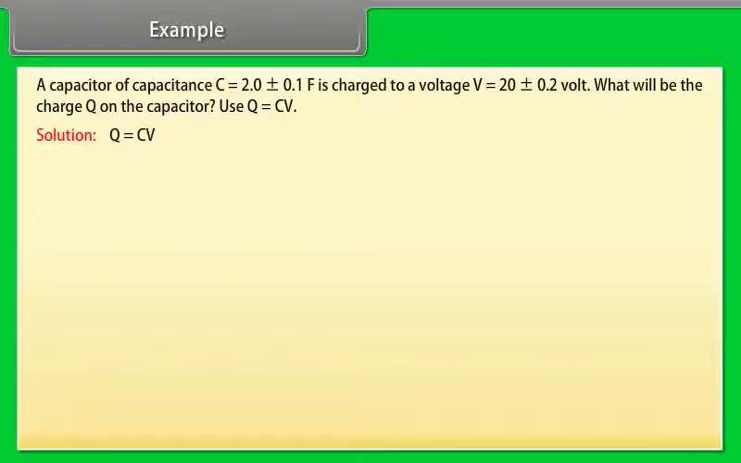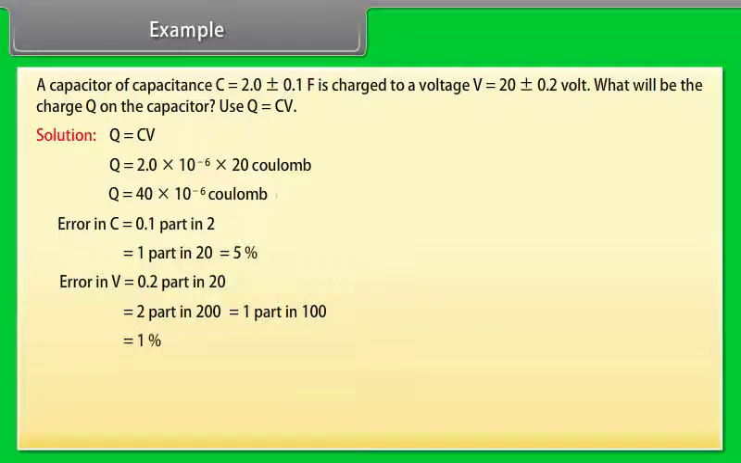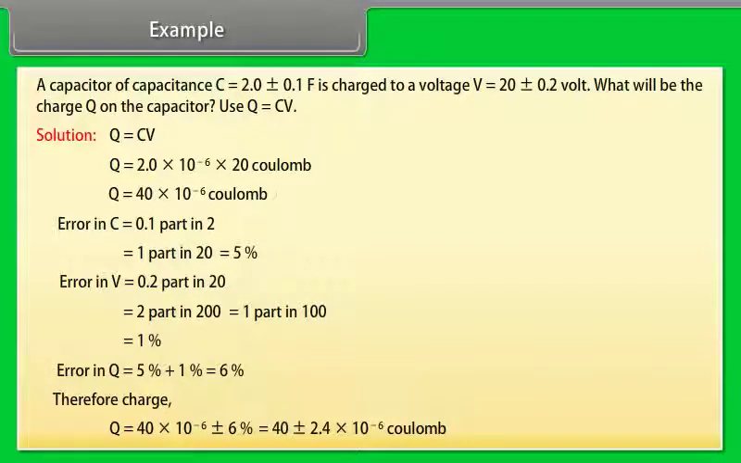Q is equal to CV. On calculating, we get Q equal to 40 into 10 to the power minus 6 coulomb. Error in C is equal to 0.1 part in 2, which is 5%. Error in V is equal to 0.2 part in 20, which is 1%. Error in Q is equal to 5% plus 1%, which is 6%. Therefore, charge Q is equal to 40 plus minus 2.4 into 10 to the power minus 6 coulomb.